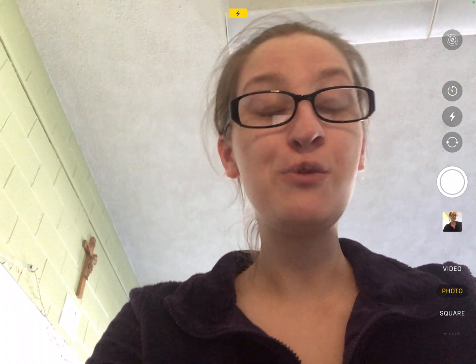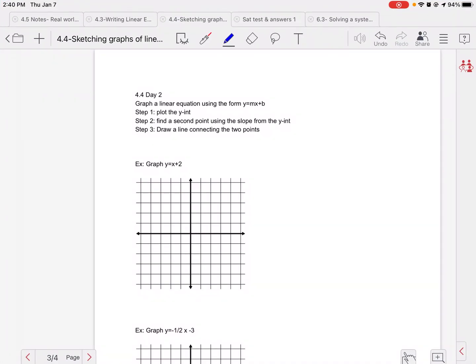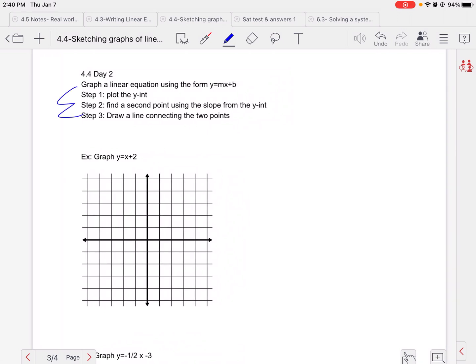Hi guys, welcome back. We're going to continue talking about graphing equations today, but I'm going to teach you a shortcut. So yesterday we made these tables, which can be very cumbersome, okay? And we talked about how sometimes we get these weird numbers and it's just not fun, okay? So we can graph a linear equation using the form y equals mx plus b. And we kind of have some steps written out, so you can come back to those if you need to, but I'm going to talk through them as we do a problem.